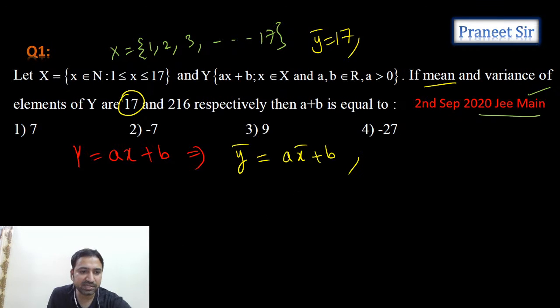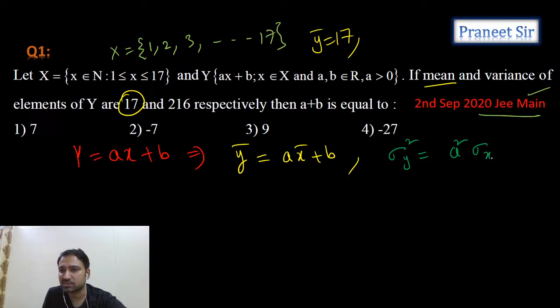In the same way we can say that sigma y square is equal to a square into sigma x square, the relation between variances. Sigma x square is the variance of X and sigma y square is the variance of Y. But sigma y square he gave as 216. These two values he gave. We need to calculate the a value and b value. So for that, can I calculate the mean of X and the variance of X, guys? If we can calculate the mean of X and variance of X, we can substitute here and calculate this.